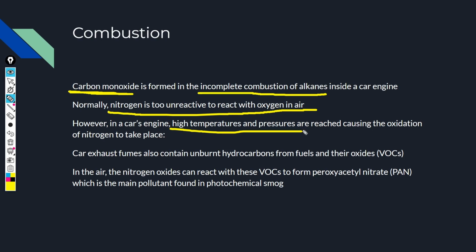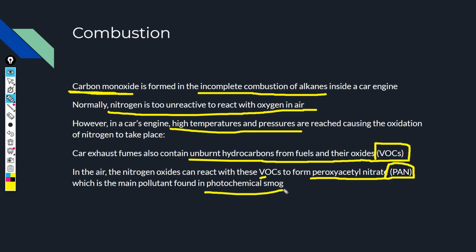But also, the car's exhaust has unburnt hydrocarbons and fuels, and different compounds called VOCs. These nitrogen oxides can react with these VOCs to form peroxyacyl nitrates, called PAN. This is a very important pollutant. It is the main pollutant in photochemical smog, which can damage our lungs.